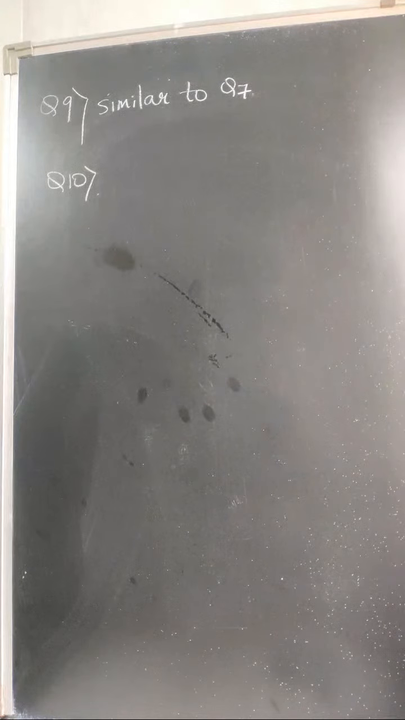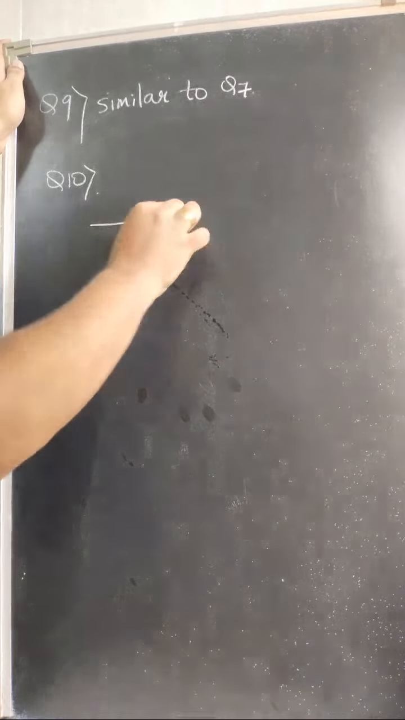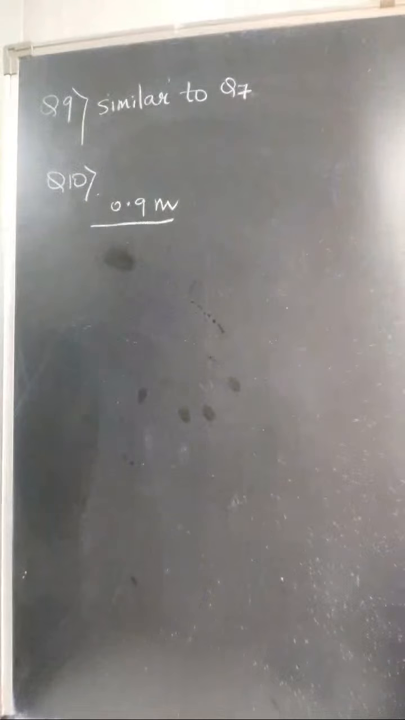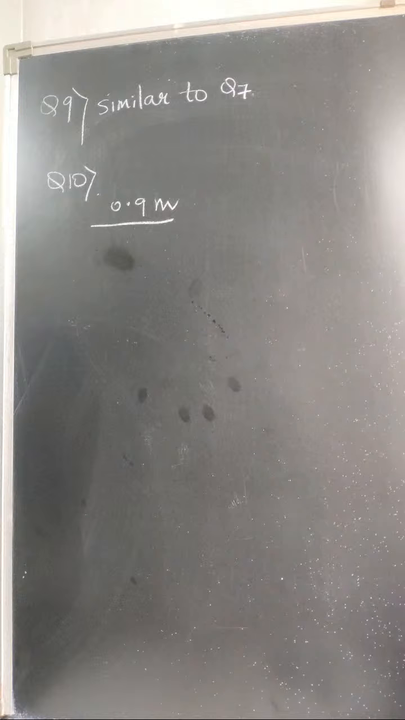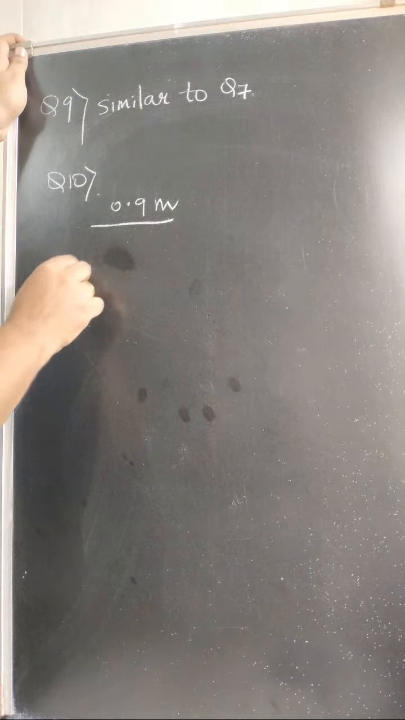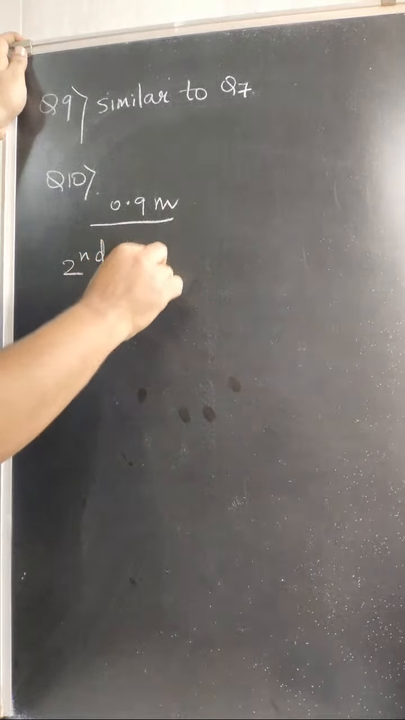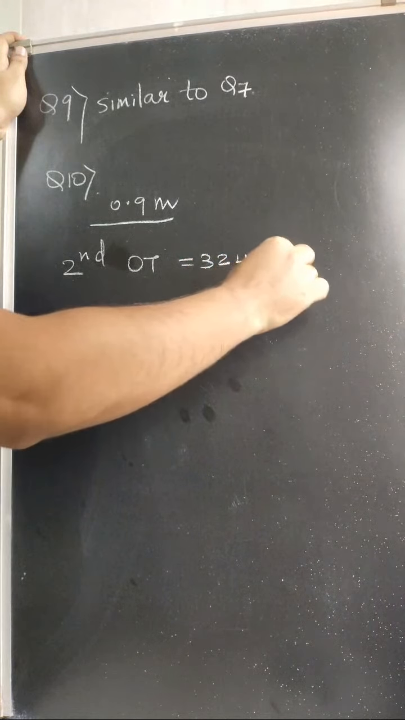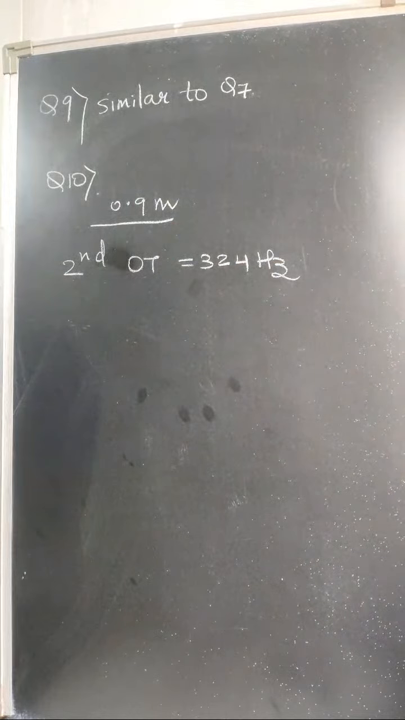A transverse wave is produced on a stretched string 0.9 meters long. So the length is 0.9 meters. Find the speed of the transverse wave when the string vibrates while emitting second overtone of frequency 324 Hertz. So second overtone and the frequency is 324 Hertz.